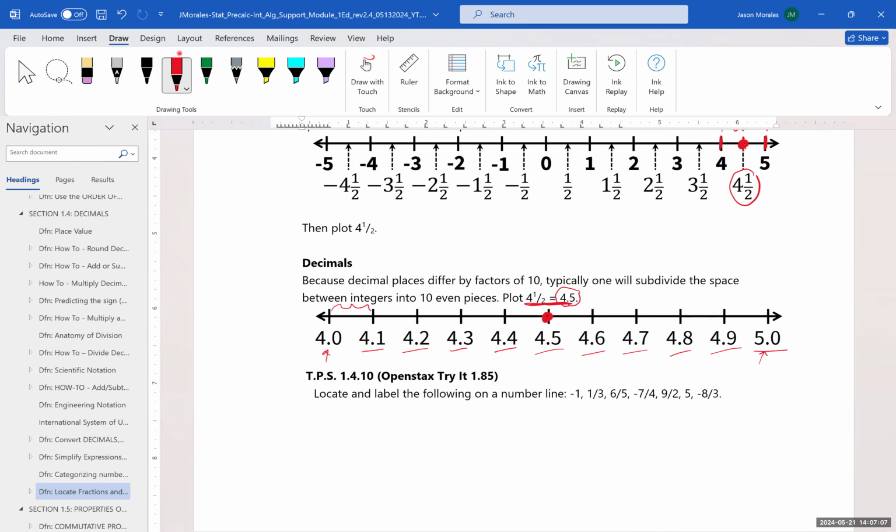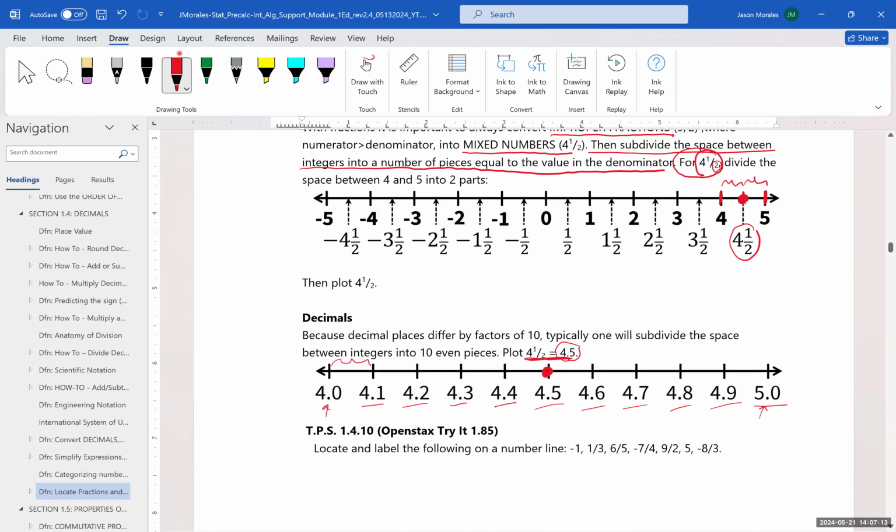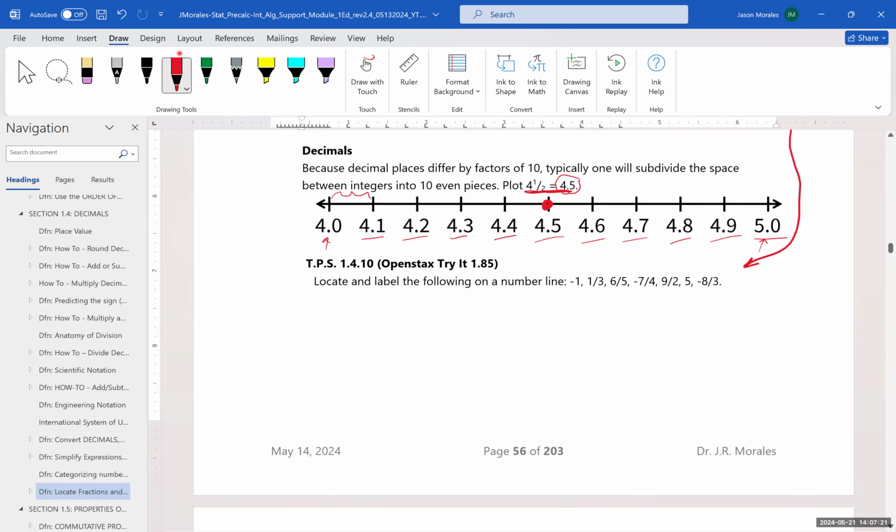So try this think, pair, share activity and use the idea that I shared up here about dividing the space between integers to help you with this one. Give that a try.